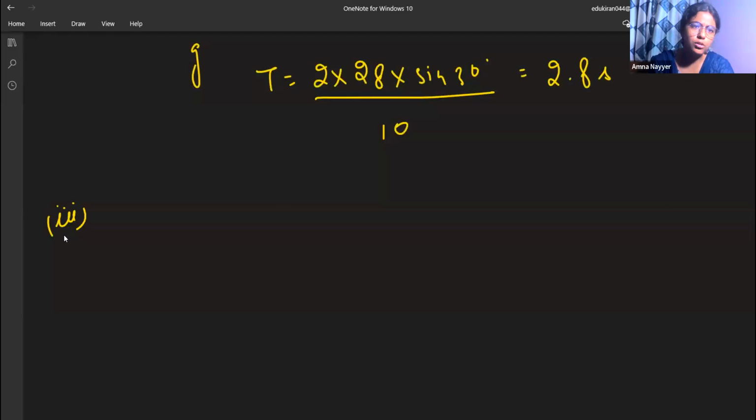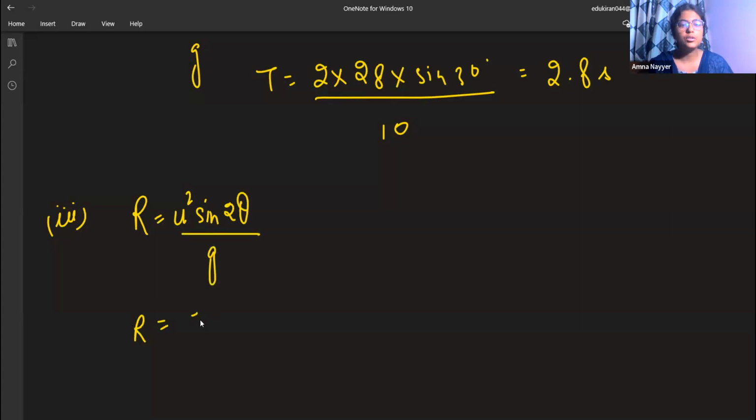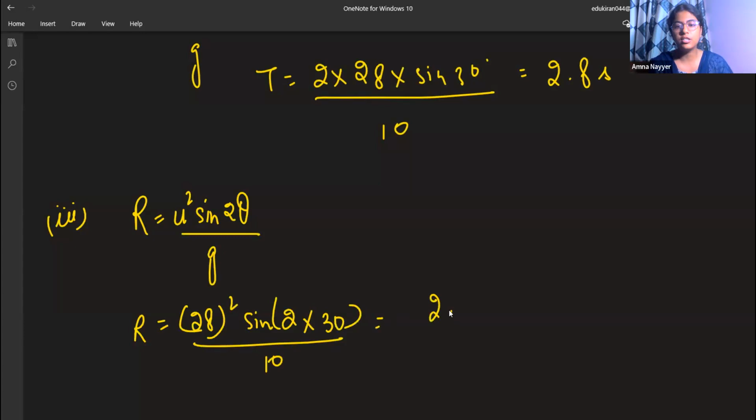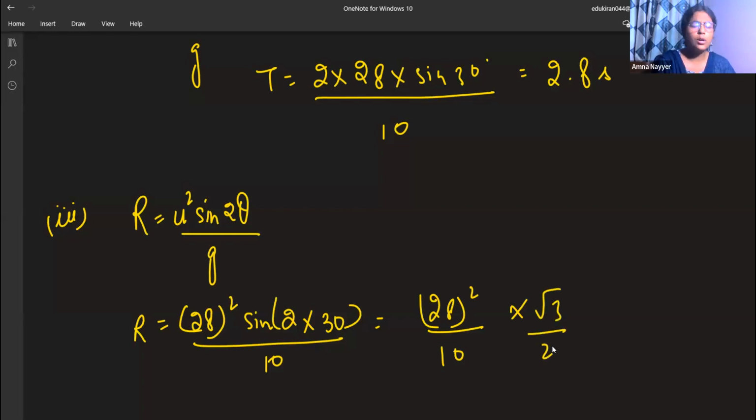Next, range of motion. For range of motion also we have a particular formula. Range becomes u square sine 2 theta divided by g. So u square becomes 28 square, sine 2 into 30, that is 60, divided by 10. So this is 28 square divided by 10 and sine 60, that is root 3 by 2. You can solve it, see whatever answer you are getting from here.